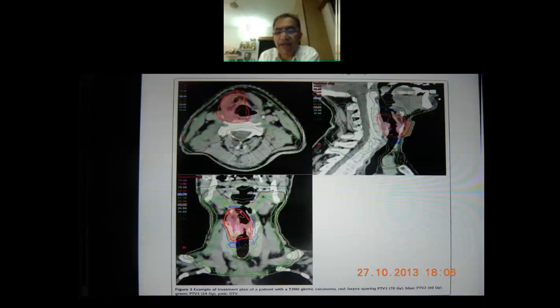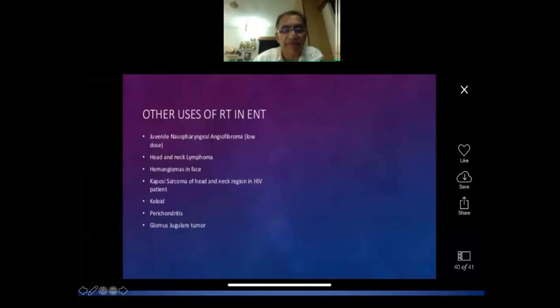So this is where we actually play around a lot with our computers. These are all very highly sophisticated planning software technology that we have, and today we are able to escalate the dose to the primary gross tumor volume and minimize the radiation doses going to spinal cord, carotids, etc. So I'm almost at the end. Probably I just have one more slide.